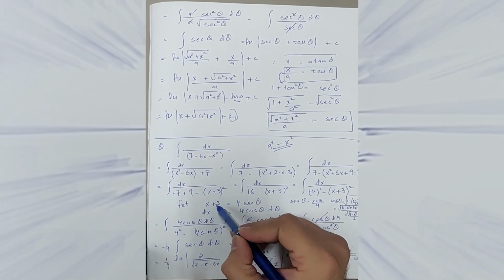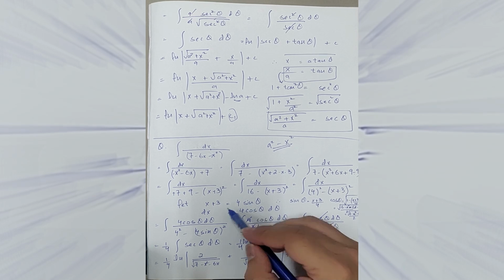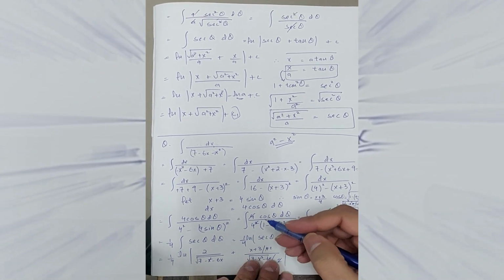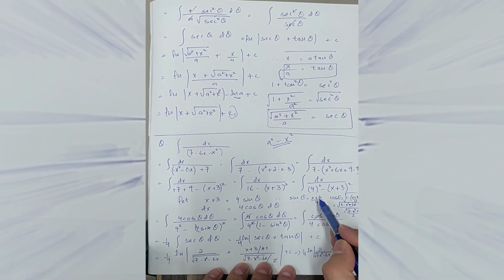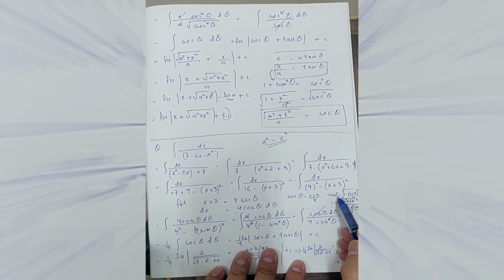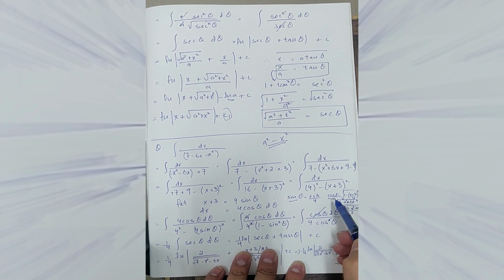Now we will let x plus 3 be equal to 4 sine theta, and dx will become 4 cos theta d theta. So we can also write sine theta as x plus 3 by 4 and cos theta as under the root 1 minus x plus 3 by 4 whole square. These values will be used later.